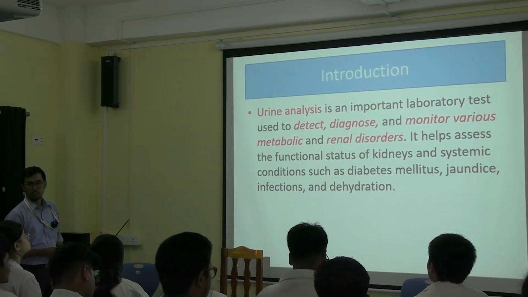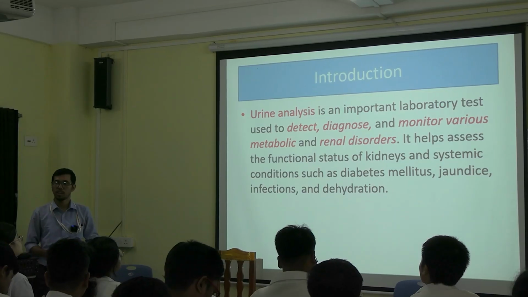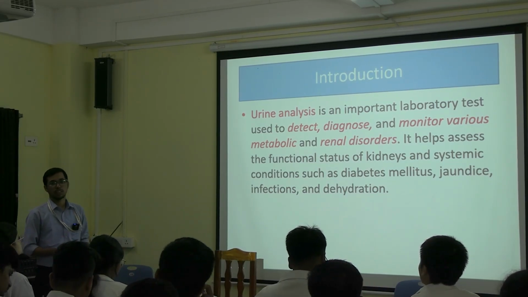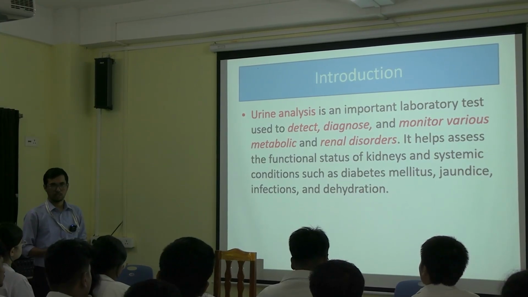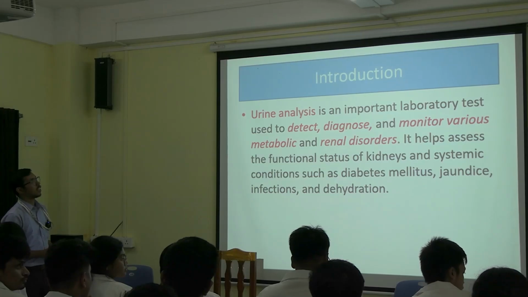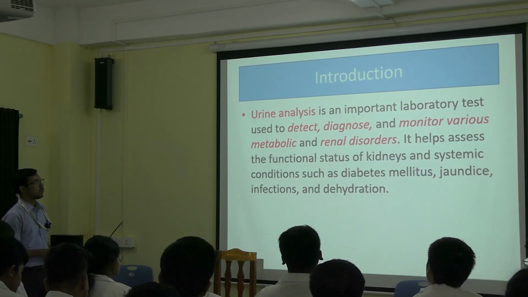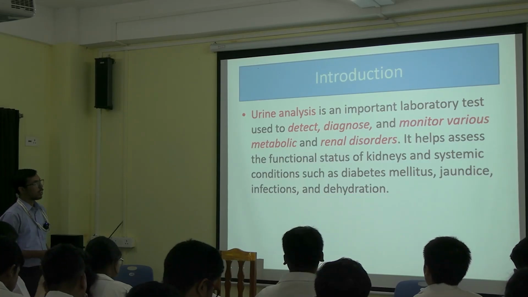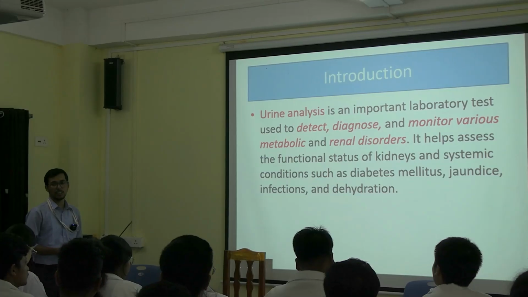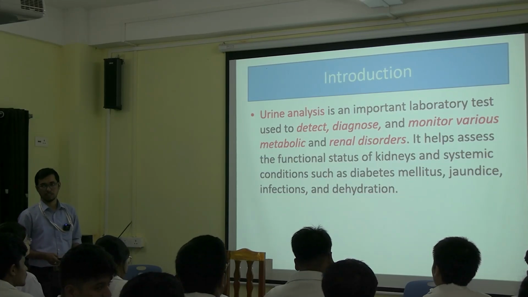So today we'll see what are the normal constituents that can be found in the urine of a normal human being, and then we'll check what are the abnormal constituents. Okay. So urine analysis is an important laboratory test used to detect, diagnose and monitor various metabolic and renal disorders. So we analyze the urine to detect different diseases that are detectable by urine test.